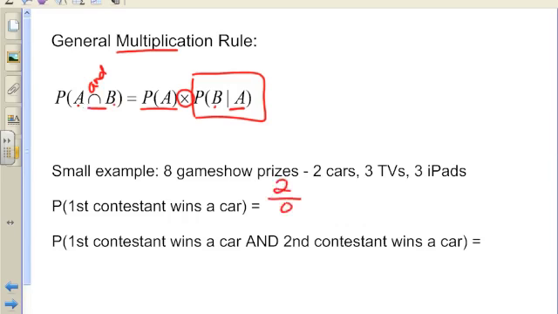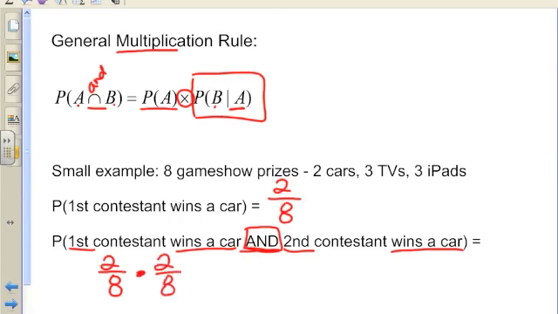Now, what if the second contestant came up and the second contestant also wanted a car? So now we're talking about the first person winning a car, and so we're going to multiply the second person also winning a car. So the first person wins a car. That's 2 out of 8. We already discussed that. And means we're going to multiply. And now I need the second contestant to win a car. Now in the past we've just said, well, it's always the same. So it would be 2/8 times 2/8. But this is different because the first contestant already won a car.